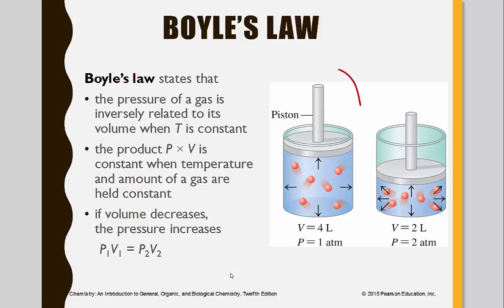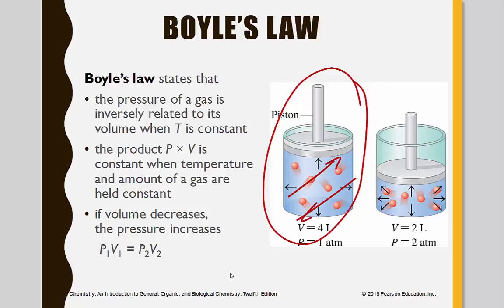For instance, if we're looking at 4 liters, there is lots of room for the molecules to take their time to hit the container. However, if we decrease that volume to only 2 liters, the particles don't have as much room to move around. Because of that, the particles are hitting the side of the container more often, therefore increasing the pressure. As the volume decreases, the pressure is going to increase simply because there's not enough room for the particles to travel, and so they hit the sides of the container more often.